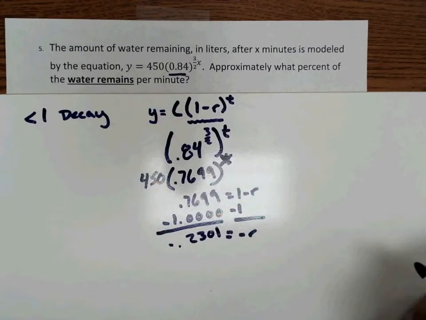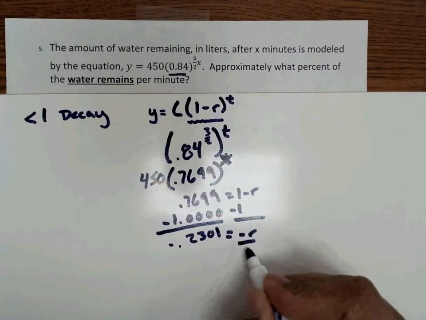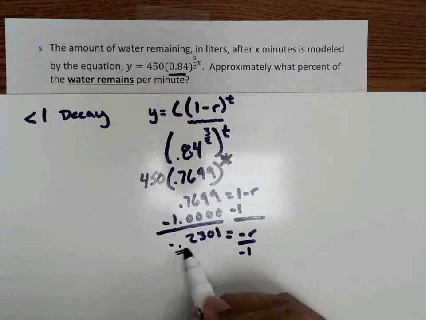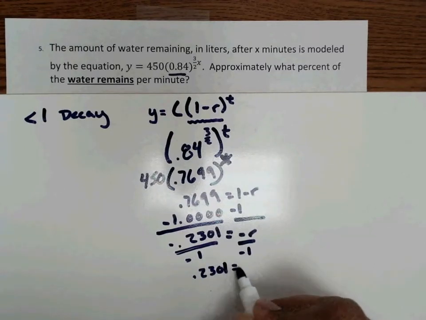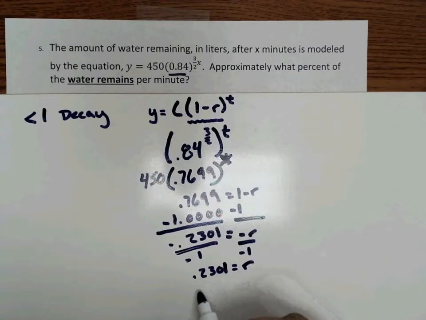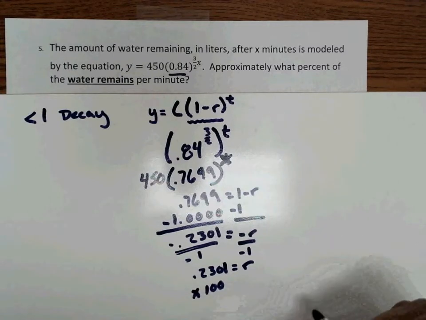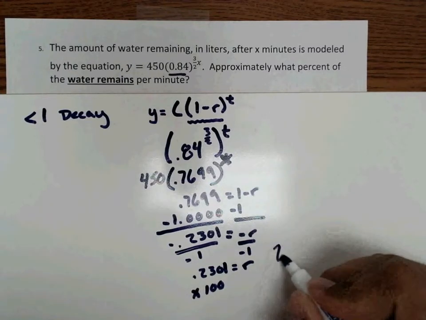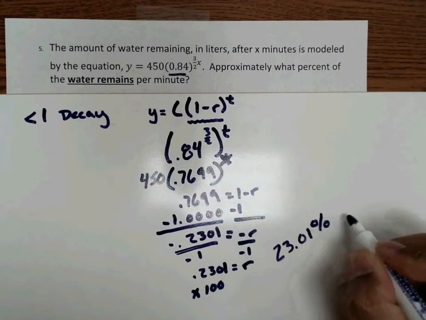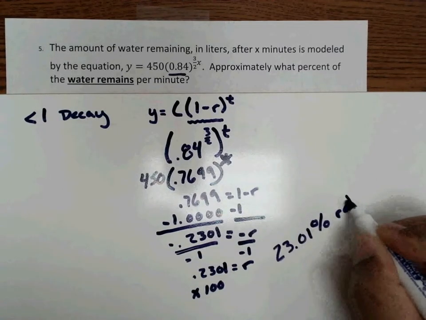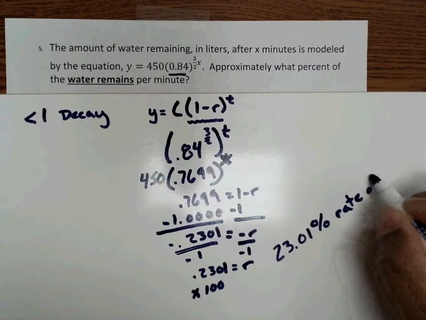So we get negative 0.2301. We still have to divide by negative 1 because r needs to be positive. So we get 0.2301. And then we have to multiply by 100, and when we multiply by 100, we get 23.01%. And that is our rate of decay.